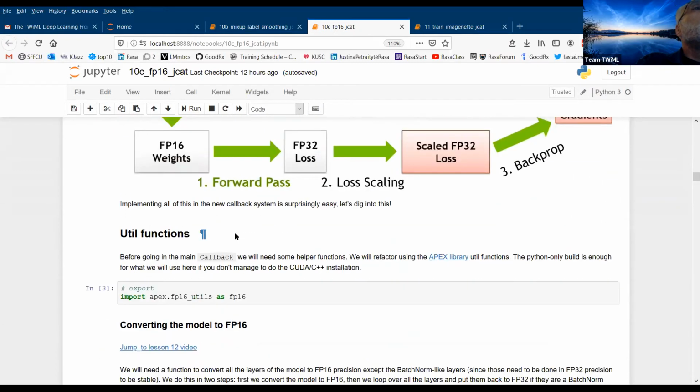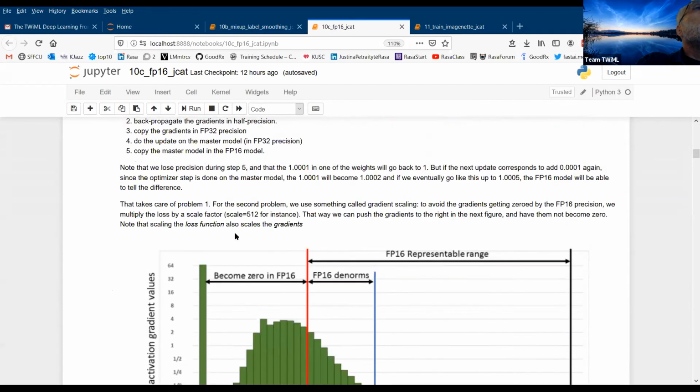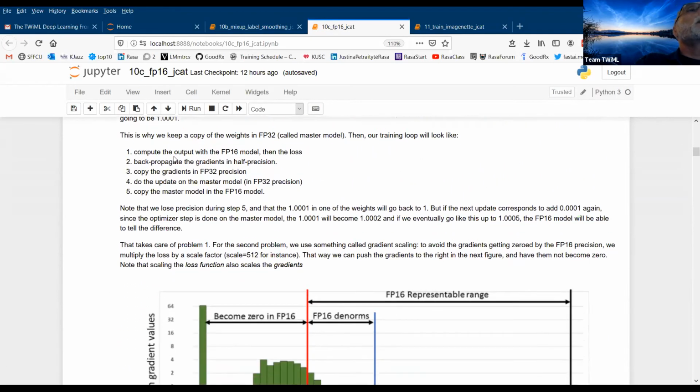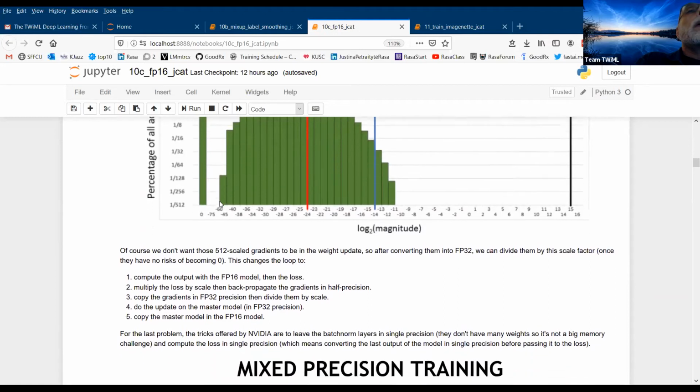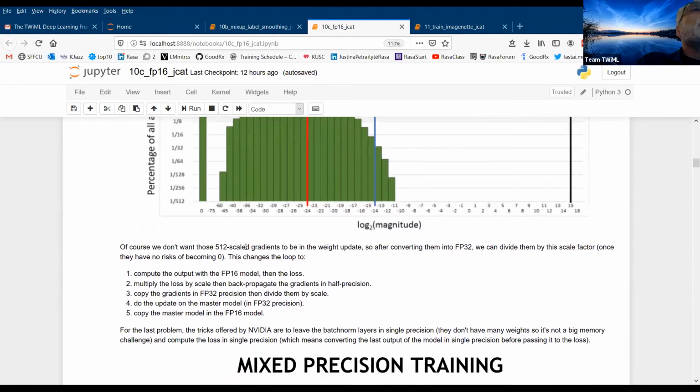So he has two. Well, let's first look at the first. He first talks about these 5 steps. Then, let's see. Okay, then the next he applies the loss scaling.